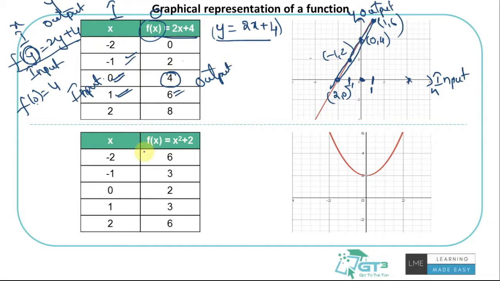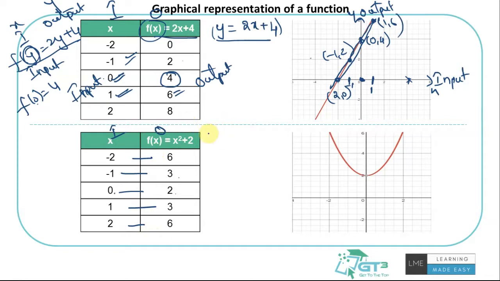Okay, let's look at another example. Input is this, output is this. If input is 0, output is 2. F of x is x square plus 2. This is a quadratic equation. F of 0, 0 square plus 2 is 2. Right? F of minus 1, so minus 1 is input. Minus 1 square is 1 plus 2 is 3. And f of 1 is also 1 square plus 2, which is 3. Similarly, f of 2 is 2 square, which is 4, plus 2 is 6. And minus 2 square plus 2 is also 6.